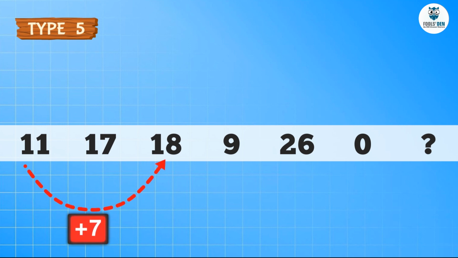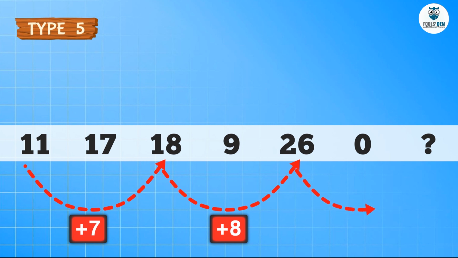It is 7 and 8. So the next difference would be that of 9. So 26 plus 9, your answer would be 35.